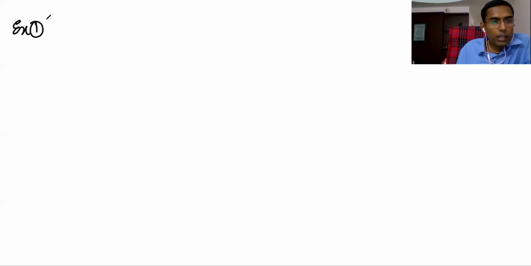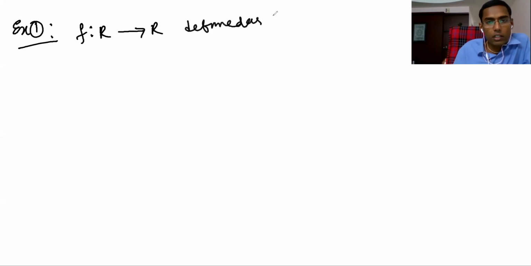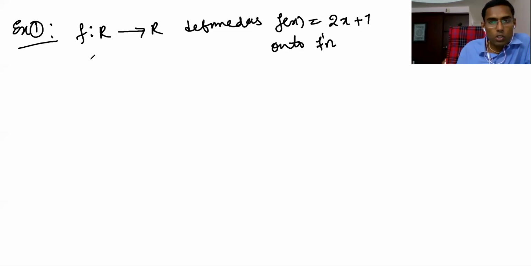So I'm giving another example. Let f be a function from R to R, defined as f of x equal to, for example, 2x plus 7, let us say. So this is an onto function. Why is it an onto function? Simply, you find its pre-image. Let's say y is the image of x. That means y equals 2x plus 7.